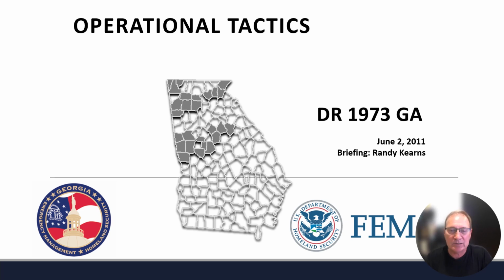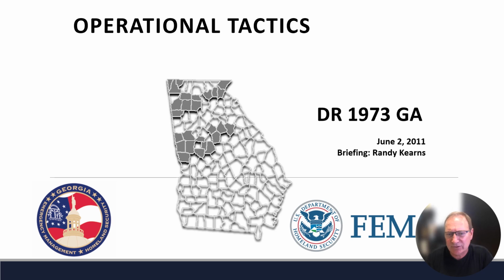Even though this particular outbreak of tornadoes affected the state of Tennessee, the state of Alabama, in a fairly profound way, each state has a disaster declaration based on the damage that occurred in that particular state. So DR 1973 GA basically means it's a disaster declaration. 1973 is the number that was assigned to it. GA indicates it was in Georgia.